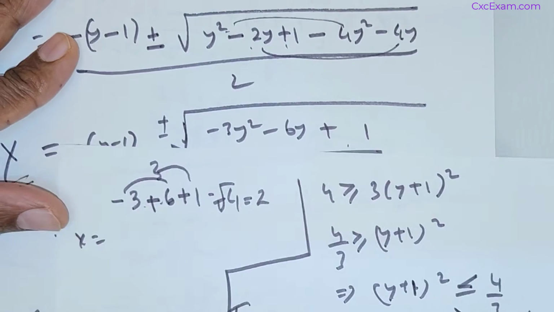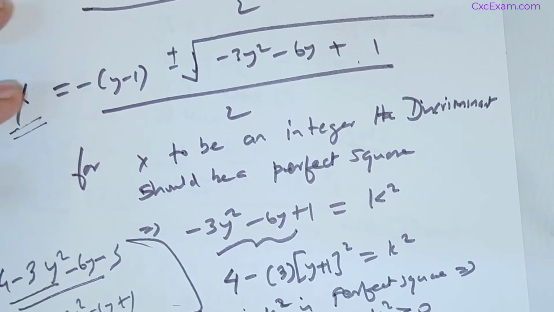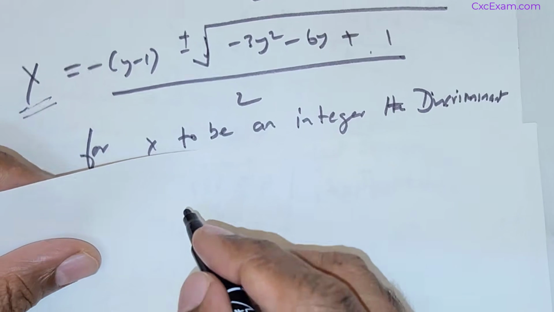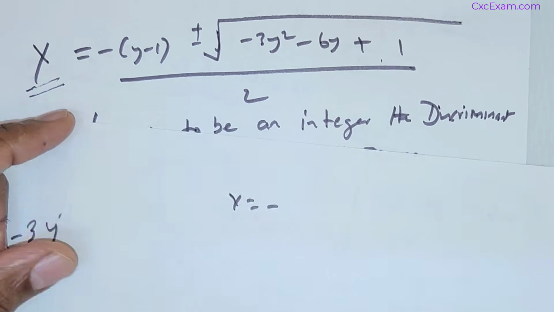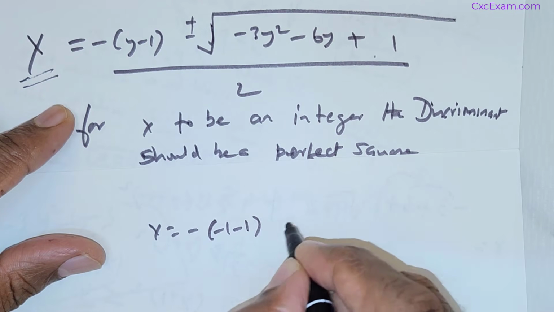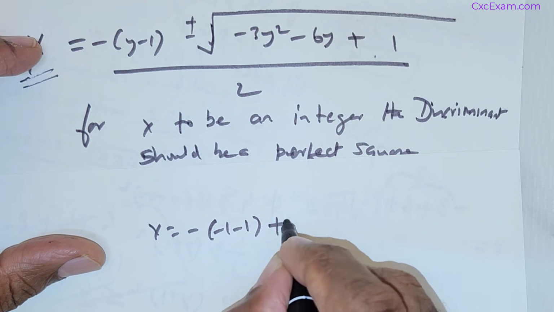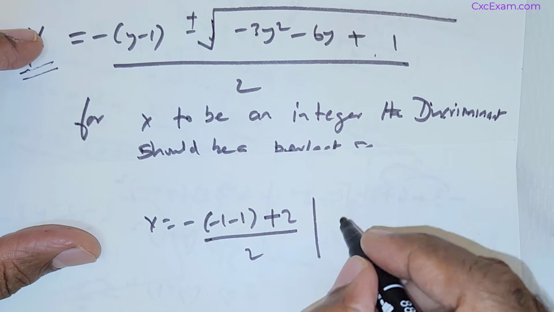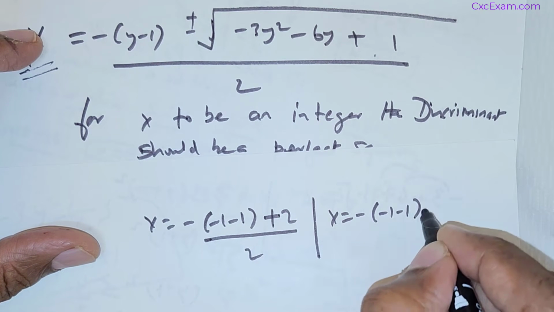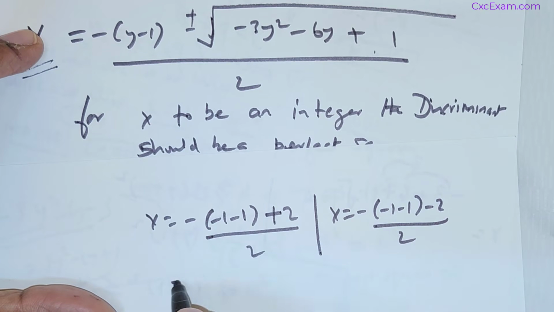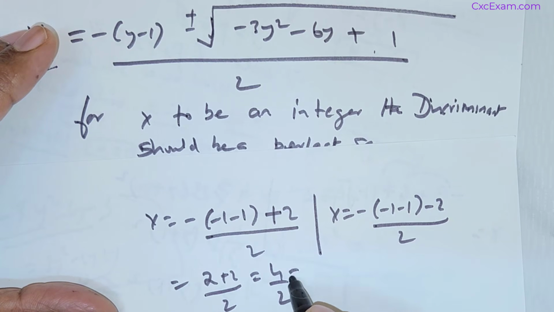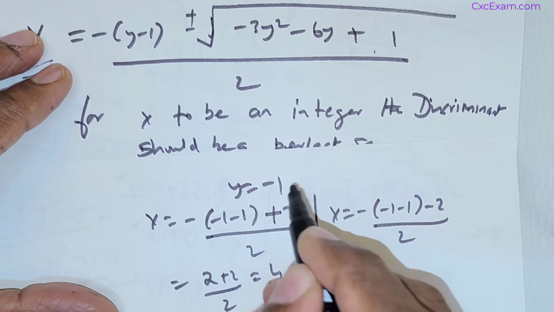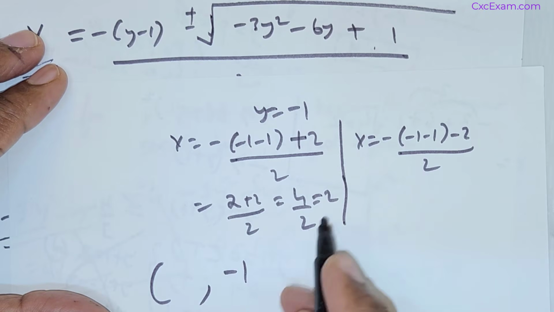So x is equal to negative, y is equal to negative 1. Negative 1, I get a 2 there, so it's going to be positive 2. This is one set. The other set is negative 1, negative 1, negative 2 divided by 2. So this is going to give me negative 2, positive 2, positive 2 divided by 2, 4 over 2, which is equal to 2. So when y is equal to negative 1, you have 2 there.